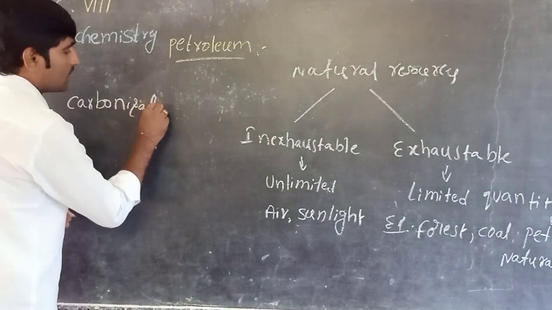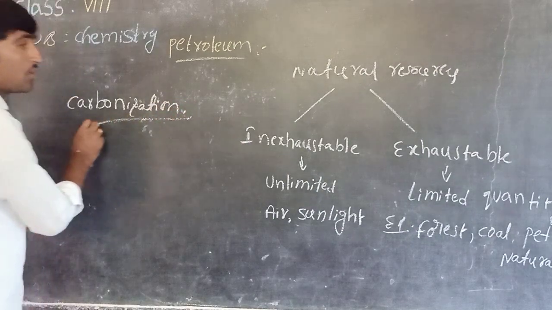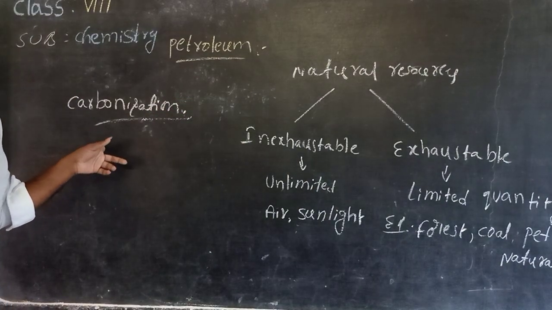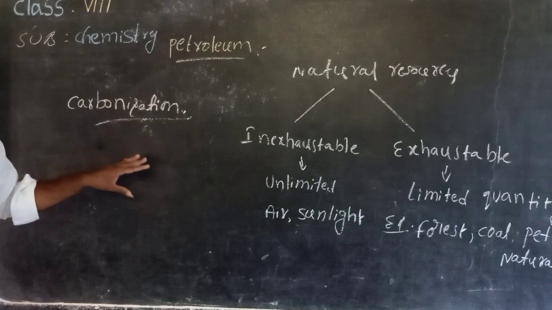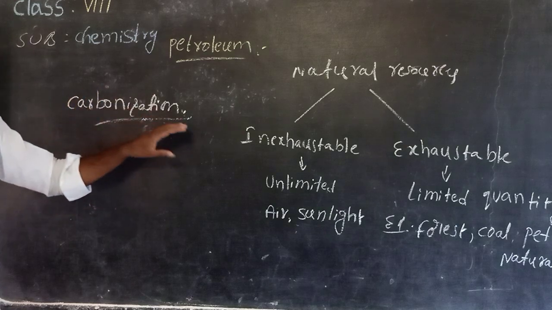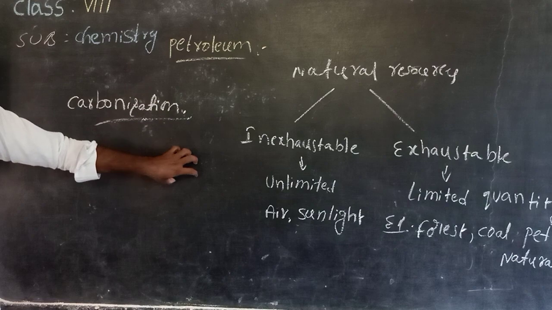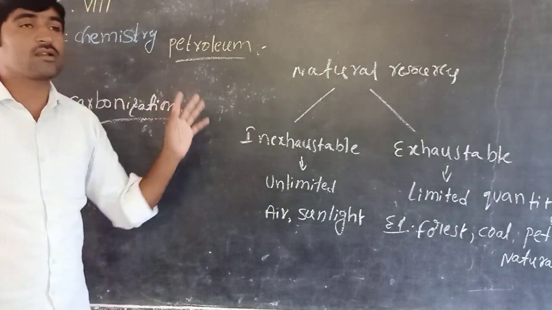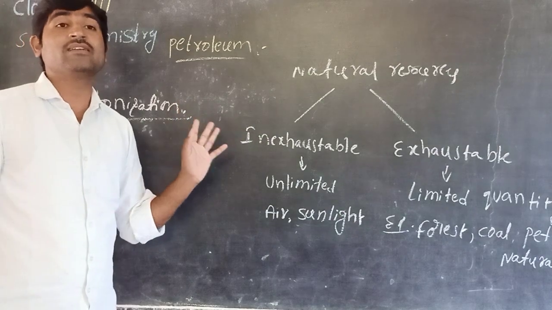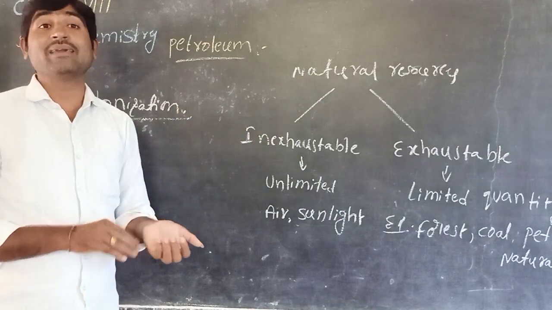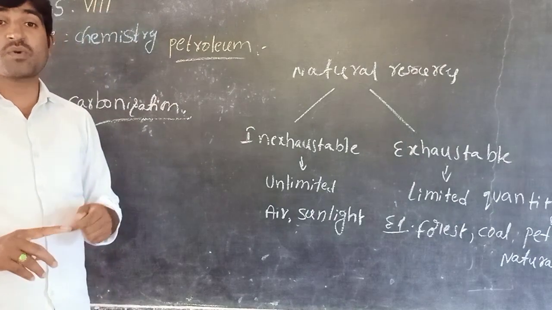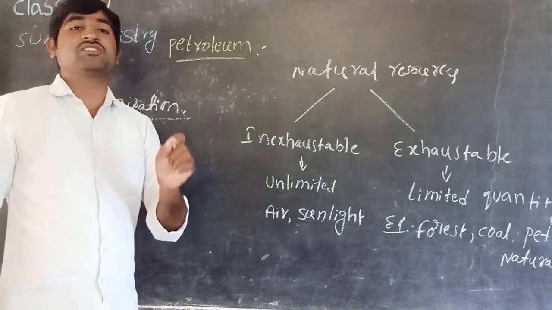Carbonization. The process of conversion of dead plants into coal in the absence of air and at high pressure and temperature. That is called what, children? Carbonization. This is the story behind the formation of coal. Again, from the coal we are getting so many byproducts by sending the coal to the destructive distillation process. Which process, children? Destructive distillation.